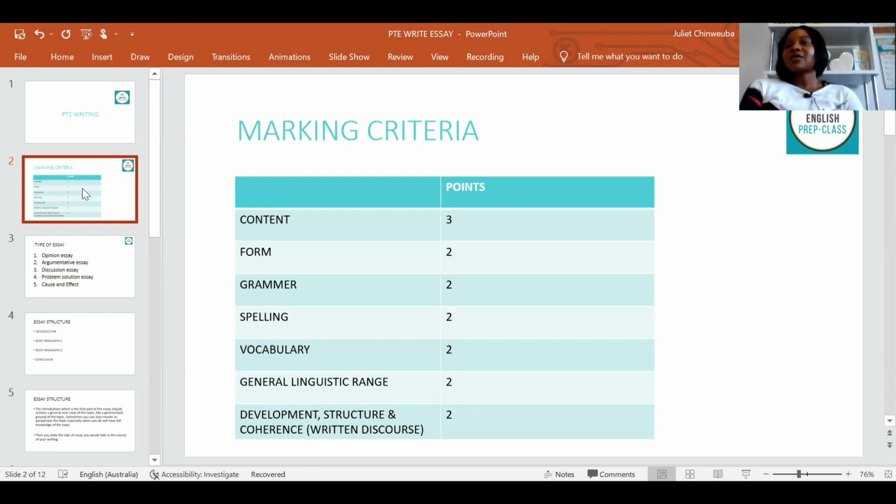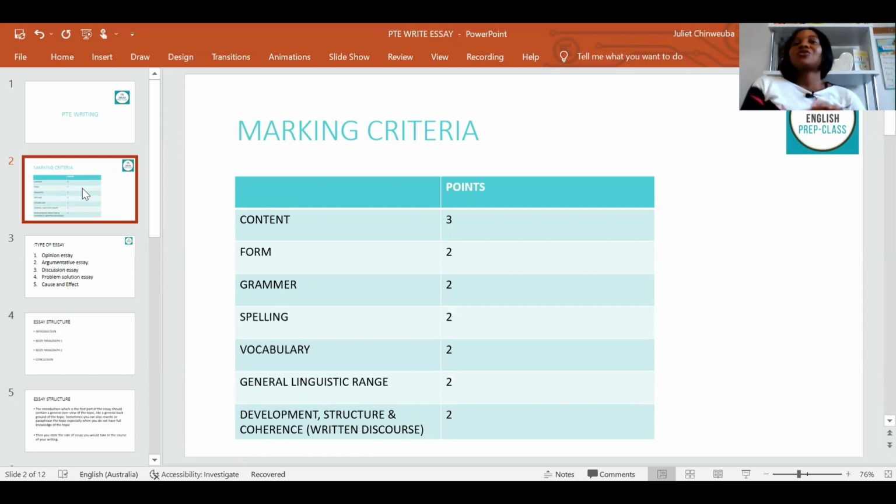Then you score 2 marks for form. Form is your ability to stick to the word count. For the PTE essay, they say you should write between 200 to 300 words. That means if you write less than 200, you lose some marks. Oh, I'm sorry, I didn't get that criteria right off the official score guide, but it's there. If you write over 300, you're also going to lose some marks. So you have to stick between 200 to 300 to get these 2 marks for form.